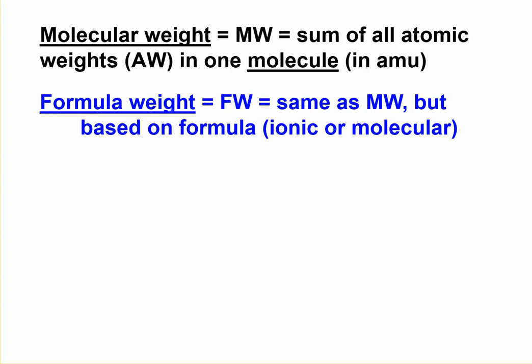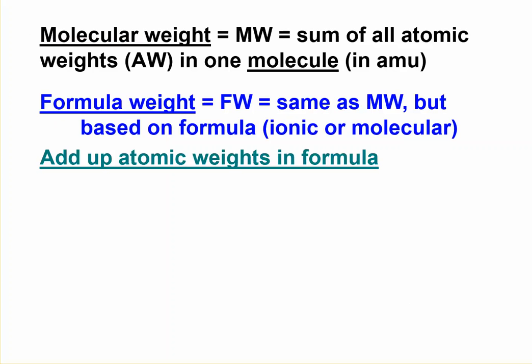The formula weight is just the same thing. It's a more general term because technically the word molecular weight has molecule in it, which means it's a non-metal compound. So formula weight, we would say, is more inclusive. It includes both ionic compounds and molecular compounds, just based on the formula. So to get a molecular weight, we're just going to add up numbers off the periodic table. We're going to use the atomic weights on the periodic table.